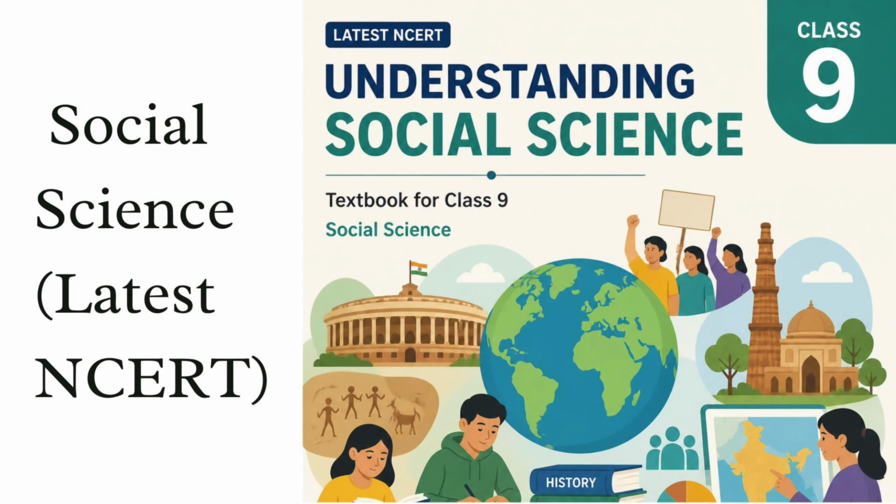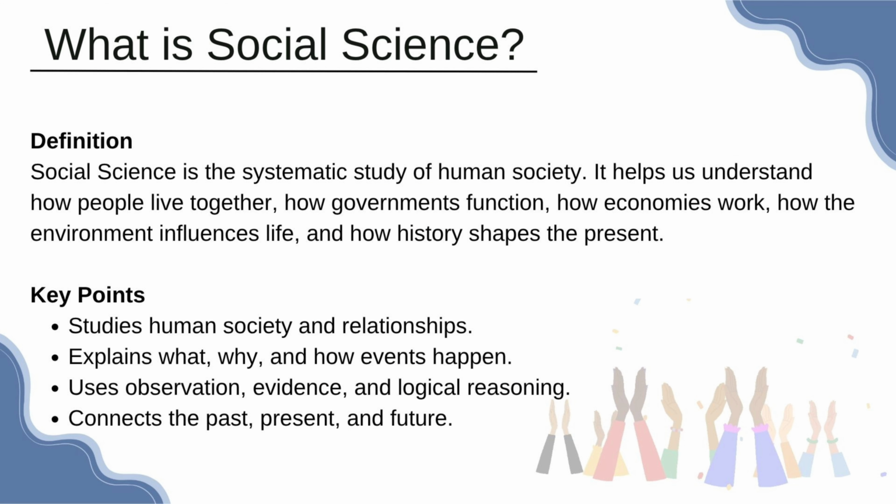Every answer is hidden inside one fascinating subject, social science. And today we are not just going to study this chapter, we are going to understand the world around us. What is social science? When we hear the word science, most people immediately think about physics, chemistry, or biology. These subjects help us understand nature. Physics explains how things move, chemistry explains how substances react, biology explains how living organisms survive.